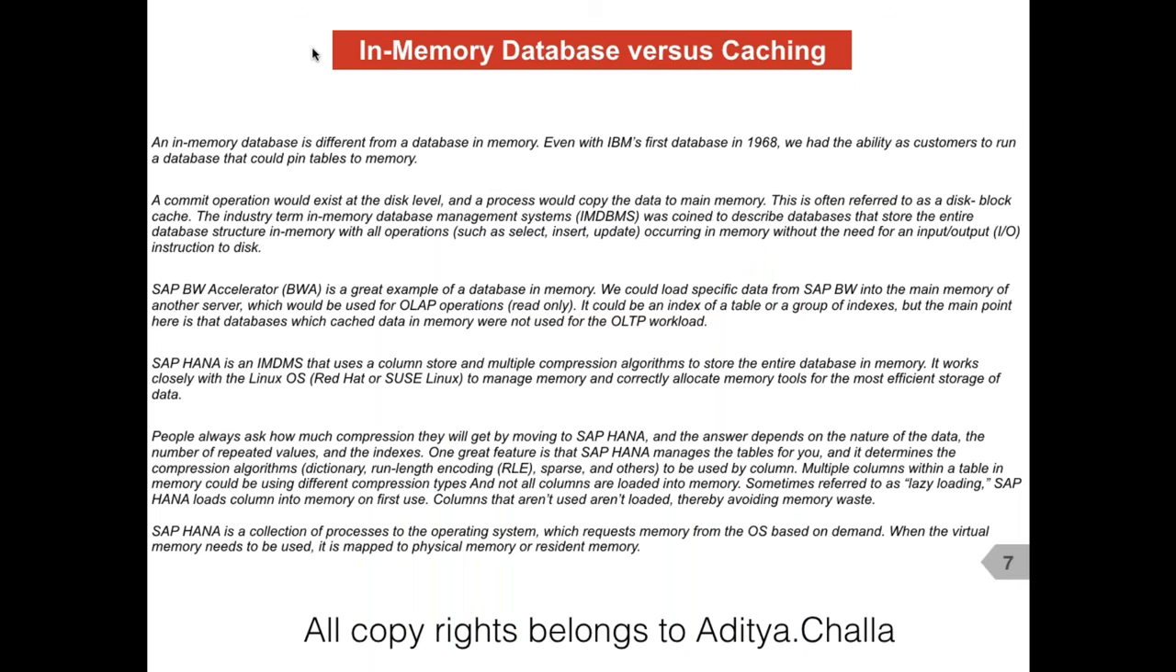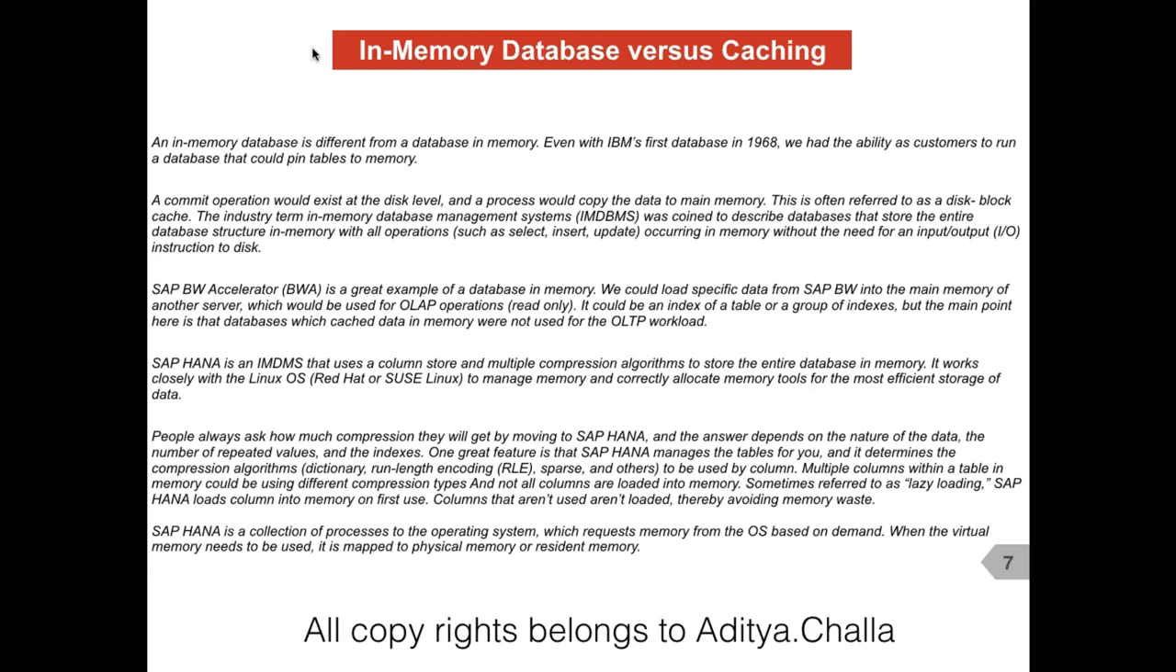The first IBM database, in 1968, had the ability for customers to run a database that could pin the tables to memory. So commit operations would exist at the disk level and a process would copy the data into the main memory. This is often referred to as disk block cache. That means the commit management would exist at the disk level. Every piece of information is updated on the disk and the process copies it to the main memory, and then it updates the information in the main memory. This is called the disk block cache.